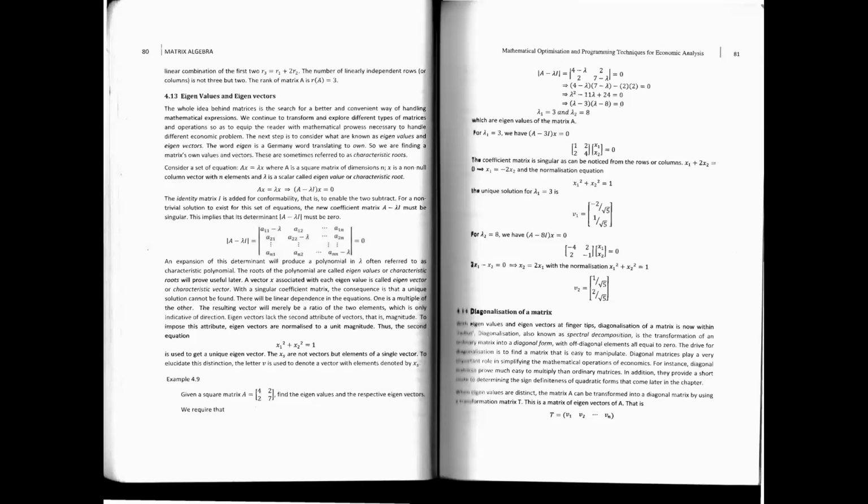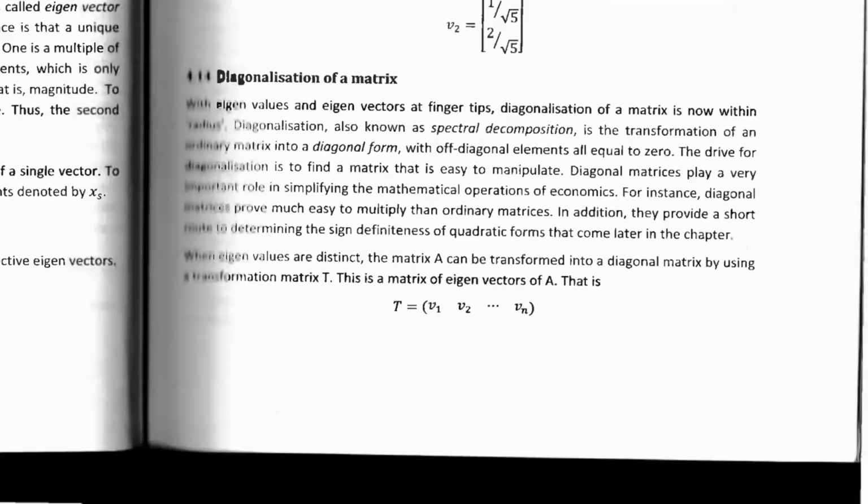Eigenvalues and eigenvectors, you are still good with them. But as for today, I want to speak to diagonalization of a matrix. Okay? Since you said you went through eigenvalues and eigenvectors, right?